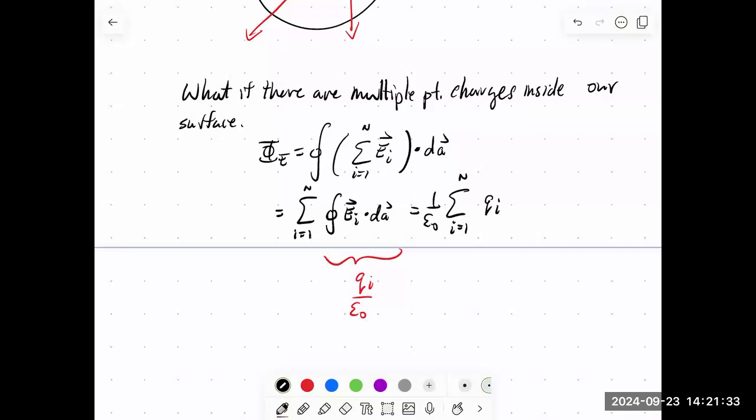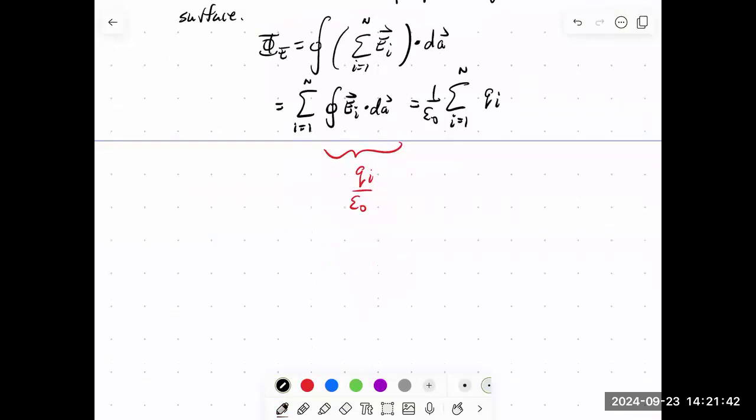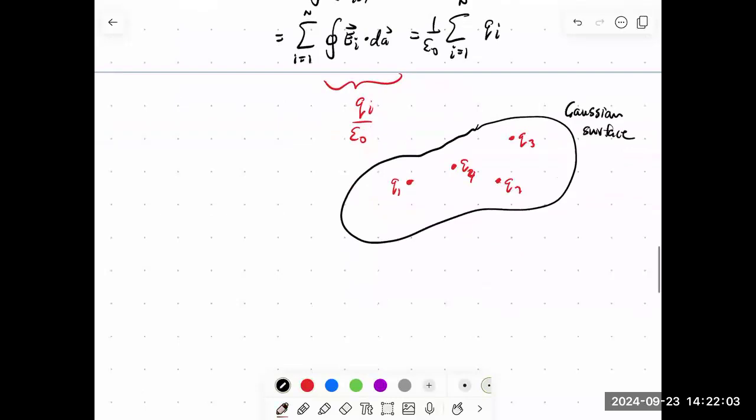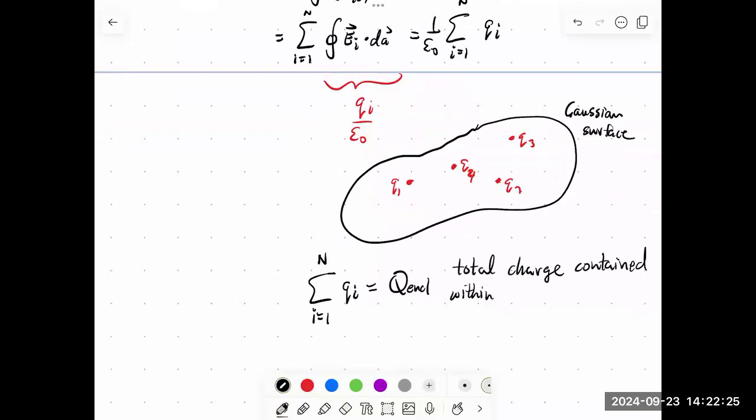But now this sum over Q_i is just adding up all of the charge that's inside of our surface. So if I was to draw a picture, I don't have to have my surfaces spherical anymore. I can make them whatever shape I want. So this is my Gaussian surface. And now I could put Q1 and Q2 and Q3 and Q4 and whatever, however many you want. And so now the sum of i equals 1 to n of Q_i is just going to be denoted Q enclosed, which is the total charge contained or enclosed within our Gaussian surface. So in that case, Gauss's law becomes the following.